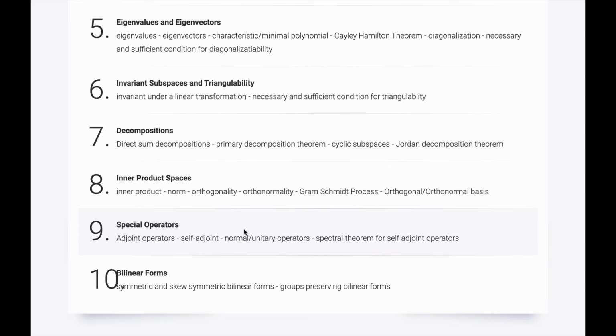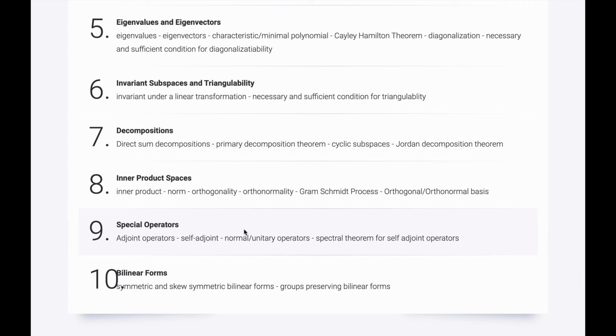Then in module number 9, we discuss self-adjoint operators, adjoint operators, and as a special case, we will discuss some of the normal and unitary operators, and then we will also discuss the spectral theorem for self-adjoint operators in this portion. And finally, module 10, we will discuss bilinear forms. In that, we'll also discuss skew-symmetric and symmetric bilinear forms and group preserving bilinear forms.